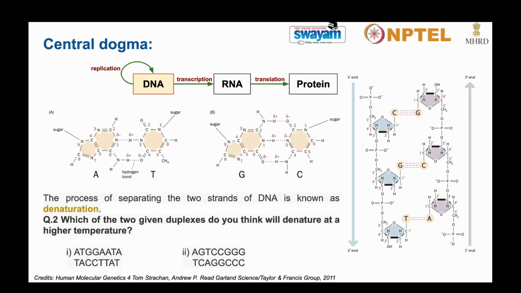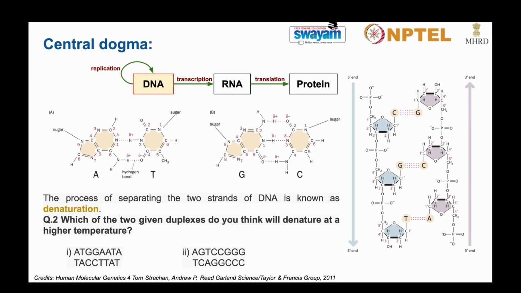So even if certain ATs are present in this second duplex, and we provide the same temperature, the ATs will try to denature, but the CG content will hold it in a fixed position. It will not let it separate. In that way, even if we provide the same temperature, the second duplex will not denature as easily as compared to duplex one. I hope that is clear, because of the rule that A always pairs with T and G always pairs with C.